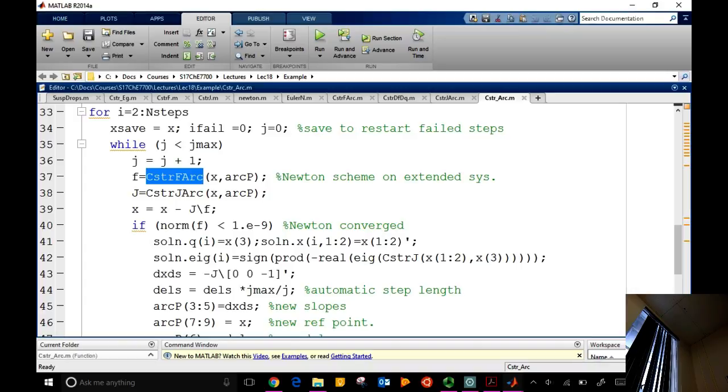So I take the CSTR matrix, pass it to eigenvalue, extract the real part, and flip the sign, and take the product of all that, and keep that in the sign. So I'm looking for the sign change in the eigenvalue.